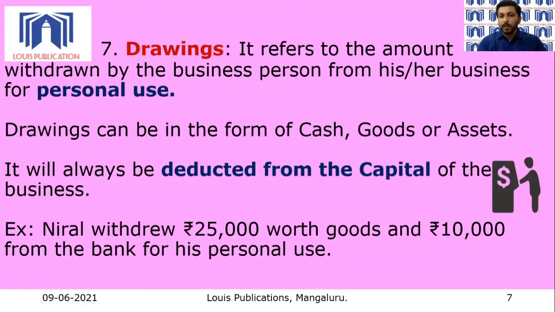And the treatment of drawings is simple. It is always deducted from the capital of the business. We have an example. Neeral withdrew rupees 25,000 worth of goods and rupees 10,000 from the bank for his personal use. So the total amount of drawings of Neeral in this example would work out to 25 plus 10, that is 35,000 rupees. And this amount of 35,000 will be deducted from the capital of Neeral. Whatever capital he has brought into his business, the amount of drawings will be deducted from it. That is the treatment. So these are some important terminologies that we are going to use in our discussion as far as the subject accounts is concerned.